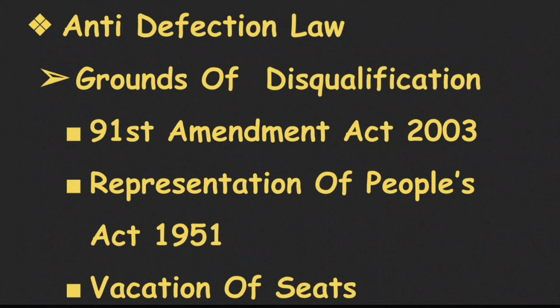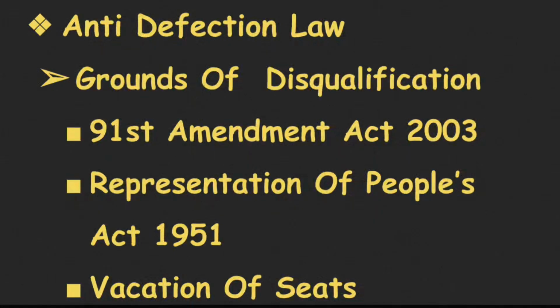Now let us discuss the anti-defection law. Defection means switching over from one political party to another political party. To check unethical defection, the Parliament passed the 52nd Amendment Act 1985, which added the 10th Schedule in the Constitution. This schedule has been termed as the anti-defection law. The law is valid for the members of parliament as well as for the state legislatures. Under it, the grounds of disqualification have been mentioned. So now let's discuss the grounds of disqualification.